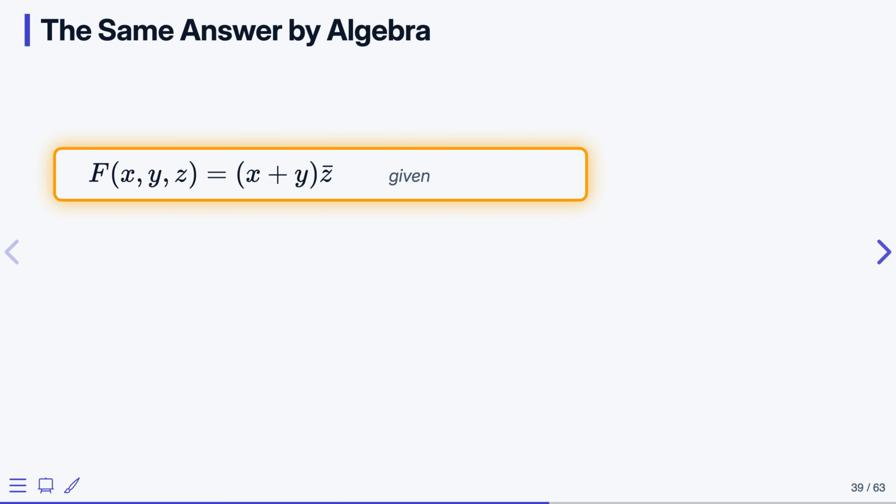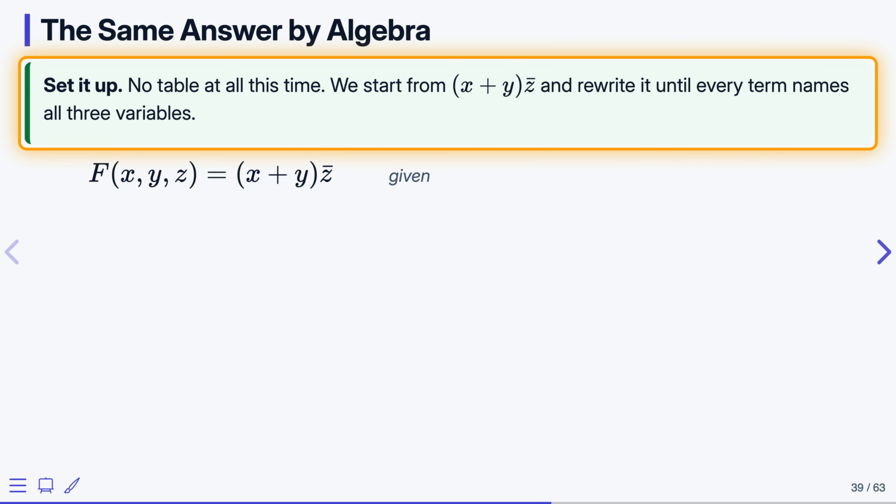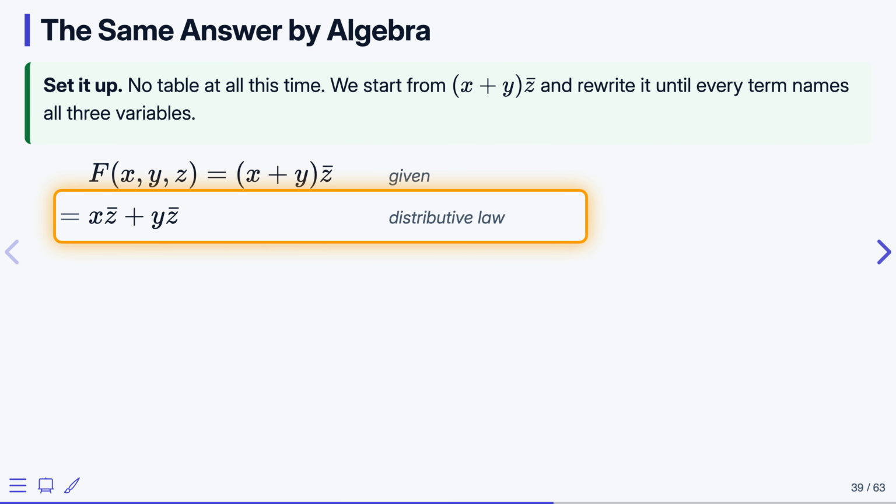There is a second way to the same answer, using algebra instead of a table. Line 0 is the formula we start from. Set it up. No table this time. We keep rewriting until every term mentions all 3 variables. Step 1. The distributive law. Distribute bar z over the sum. We get x bar z plus y bar z.